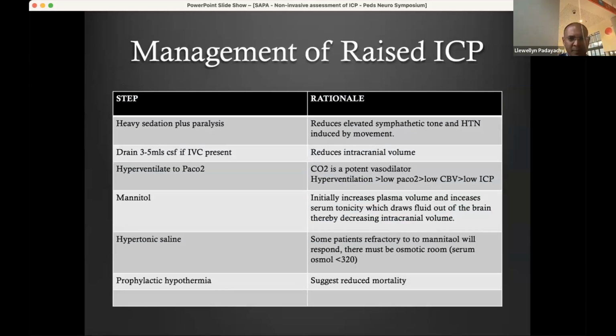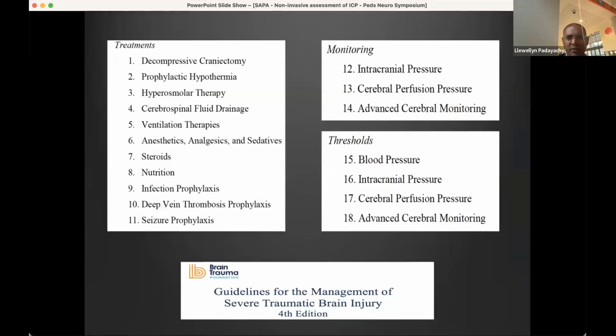Okay, I'll skip through those. I understand the PDF will be made available for those of you who want to, but in the interest of time, I'm going to skip through that.